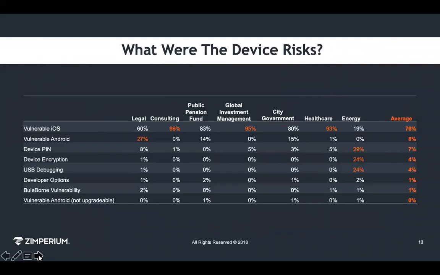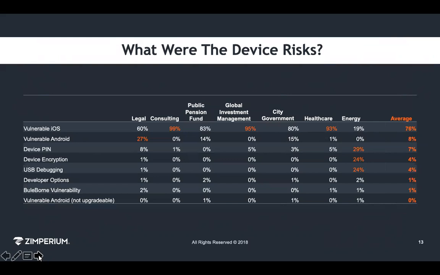What about the device side? So on average, we have a pretty significant penetration of iOS, particularly in this data set. So two-thirds of the device risk across all the industries was vulnerable iOS. And if you layer in vulnerable operating system of iOS, vulnerable Android, and vulnerable not upgradable, you're talking about like 85%.